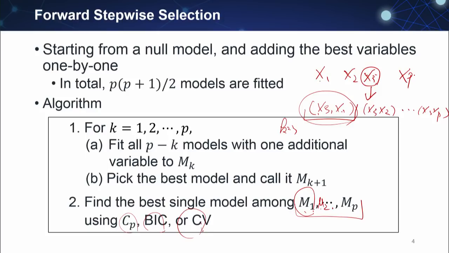So in this forward stepwise selection case, in total, we need to fit only p times p plus 1 over 2 models, which is close to p squared models. Compared to the best subset selection that requires 2 to the p model fitting, this computational requirement is much lighter. Definitely, it is feasible.